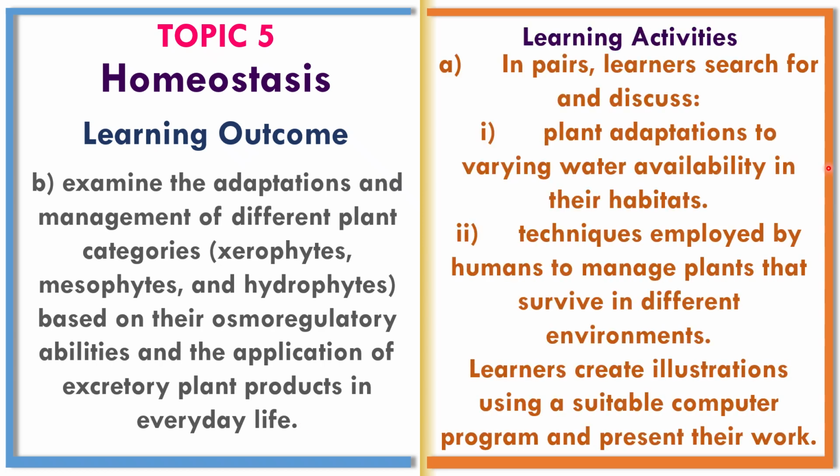Our learning activity A. In pairs, learners search for and discuss plant adaptation to varying water availability in their habitats. Techniques employed by humans to manage plants that survive in different environments. Learners create illustrations using a suitable computer program and present their work.